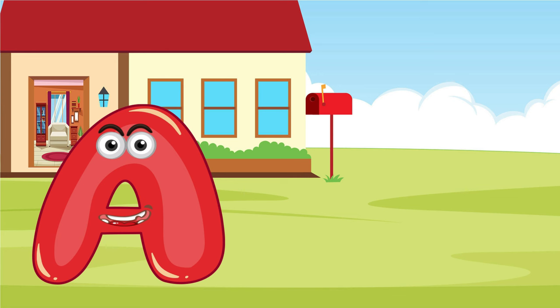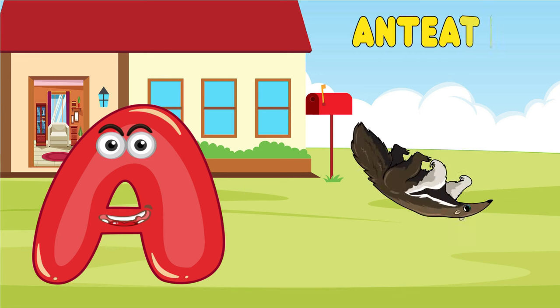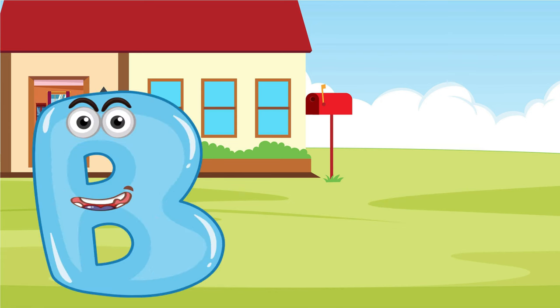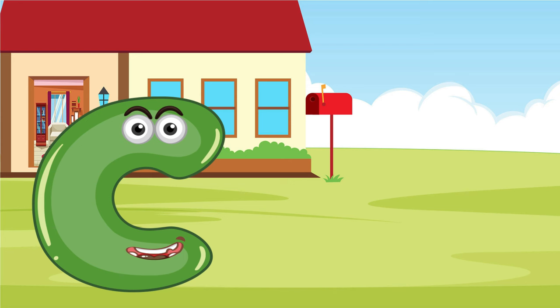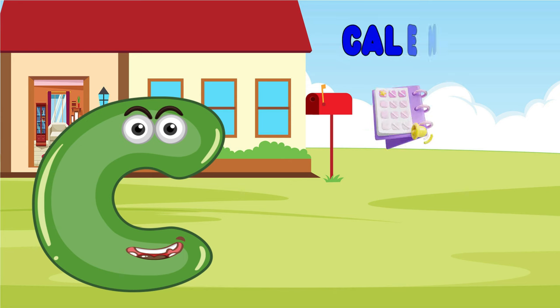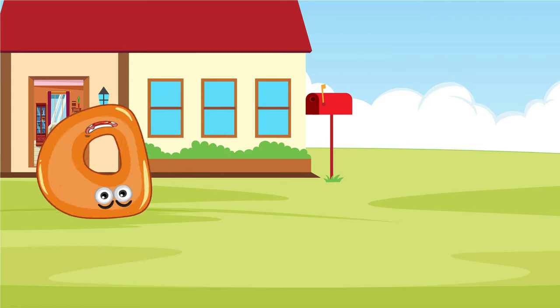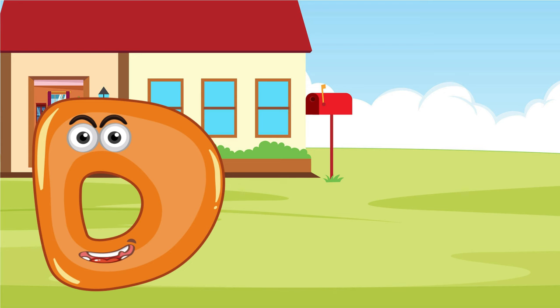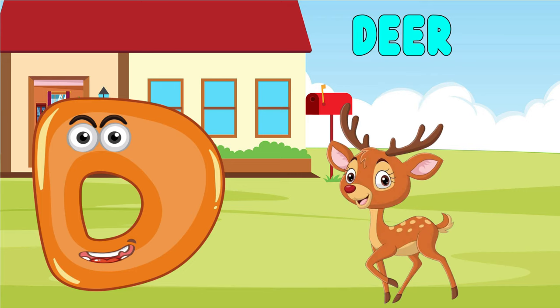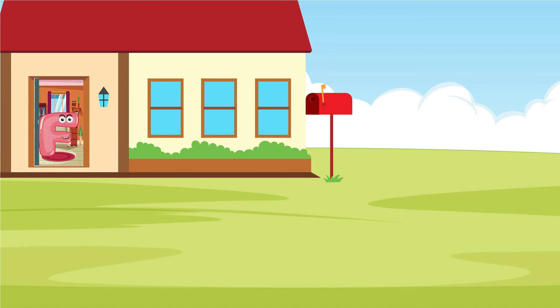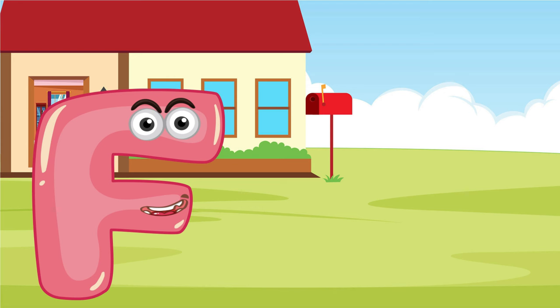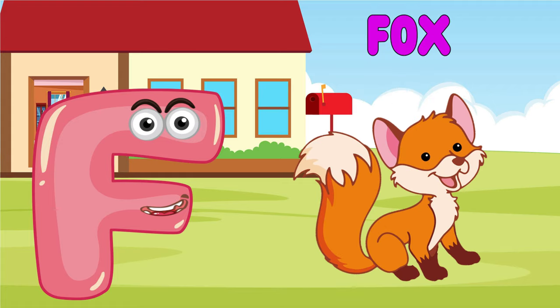A. A for anteater. B. B for banana. C. C for calendar. D. D for deer. E. E for exercise. F. F for fox.